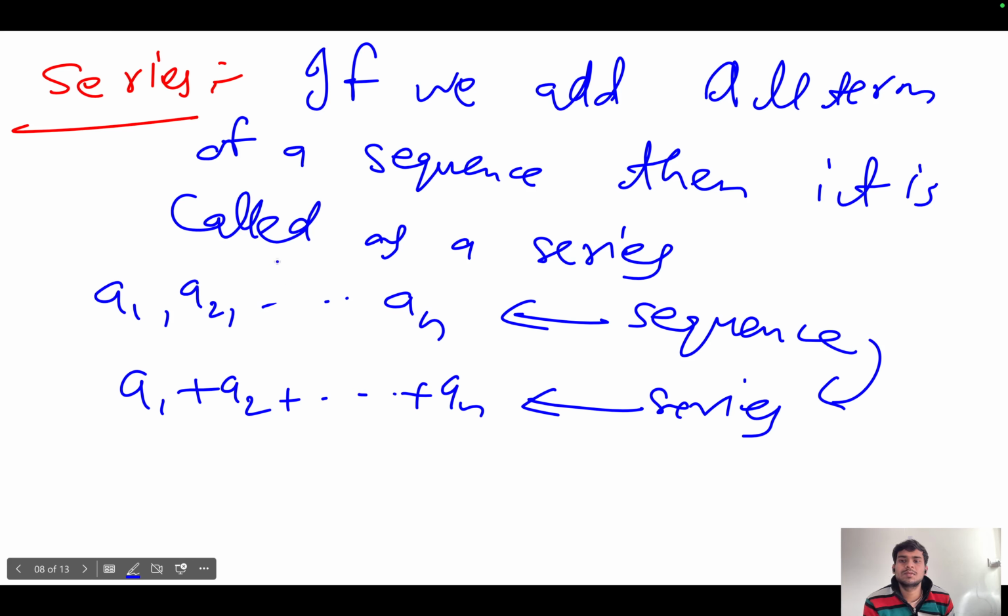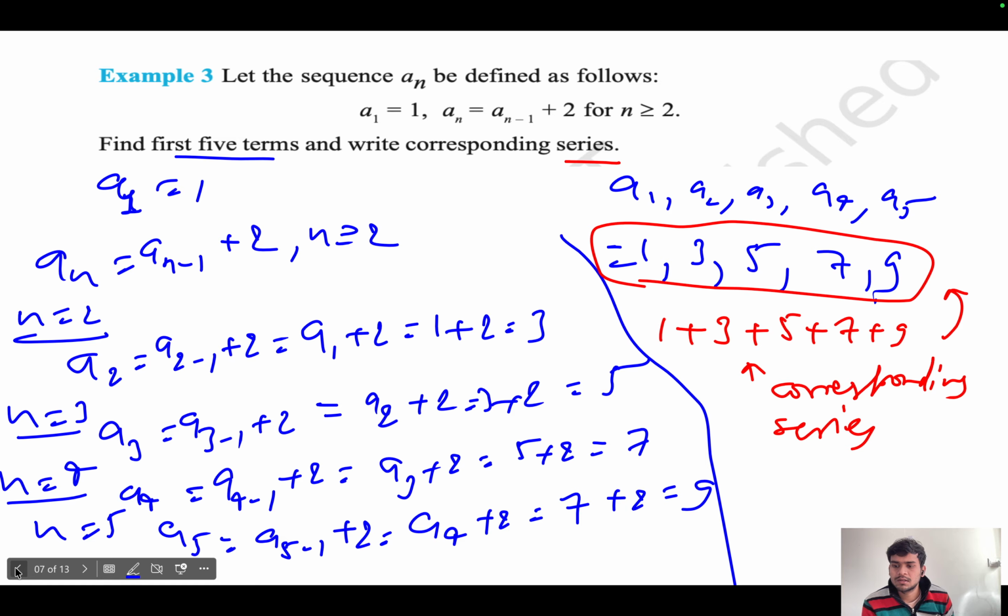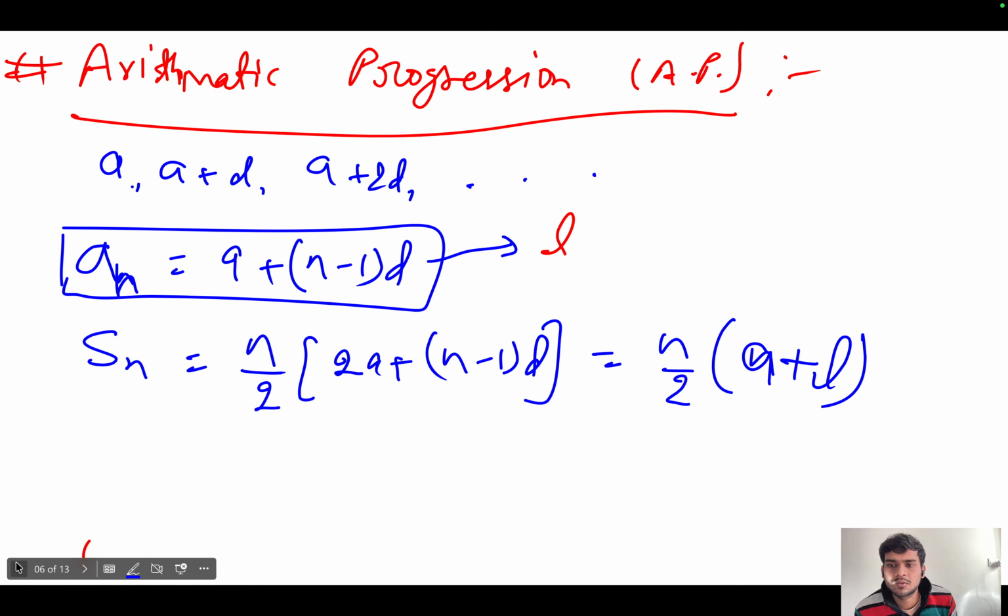So in this lecture, we have studied about the series, that is if we add all the terms of a sequence, then it is called a series. Then some examples, then arithmetic progression, like if we add some constant number to each term, then it becomes an arithmetic progression, like a, a plus d, a plus 2d, and the formula for the nth term and the sum of n terms is like this.